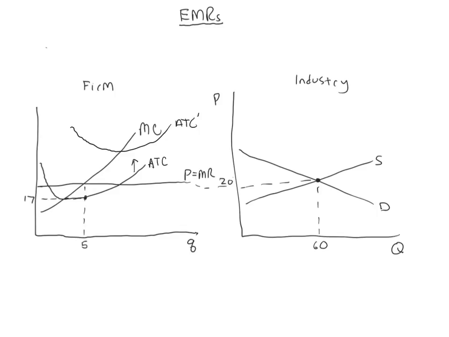I'll call that ATC prime. And now we could imagine, what's going to have to happen in the long run to get back to a new long-run equilibrium, because now the firms are losing money. This ATC is way higher than it used to be. So one thing that will happen is, since firms are losing money, firms will exit. That will shift the supply curve to the left. We'll get some new supply, like S prime, leading to a new higher price.